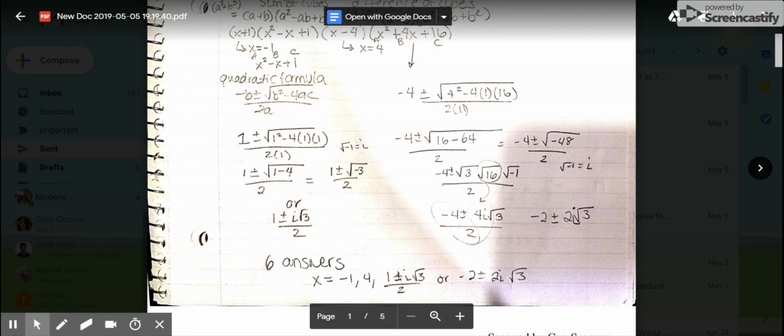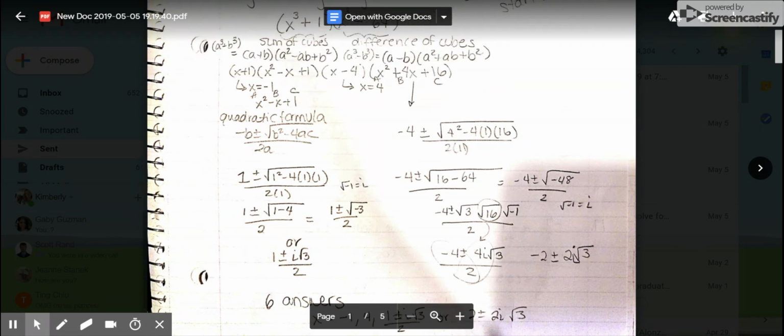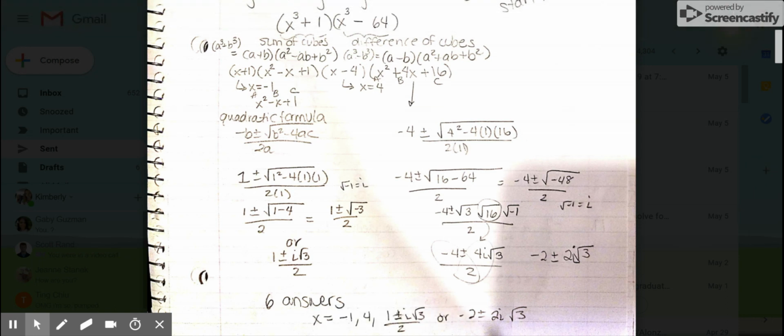And I know I'm supposed to get 2 because of the exponent. I only got 1 here because of the exponent of 1. So there's 1, there's 2 for a total of 3, there's 4. I should have 6 because of the original problem.